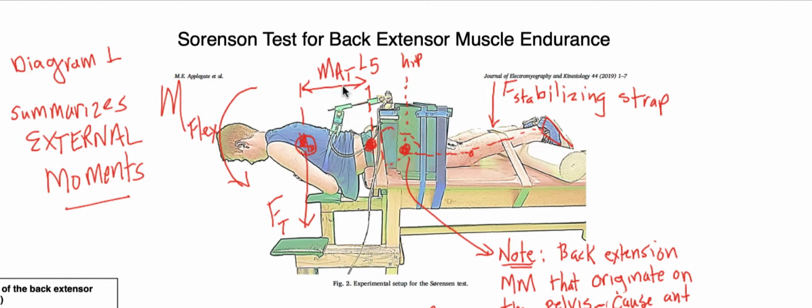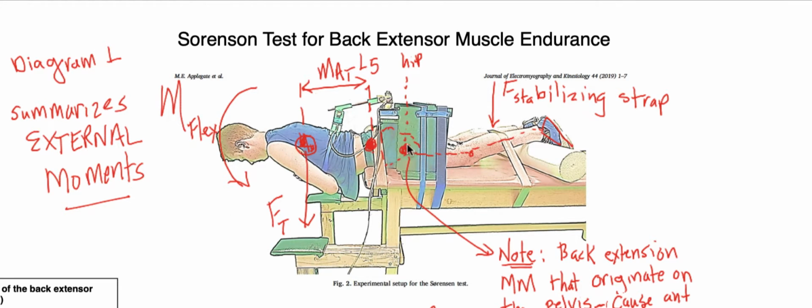And so the flexion moment would simply be the force of the mass of the trunk times this moment arm into flexion. And so the back extensor muscles would have to generate an internal moment that opposes that flexion.